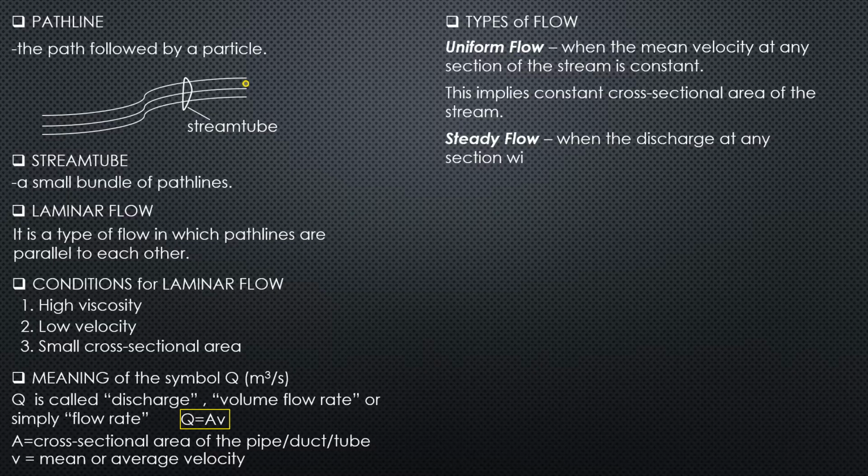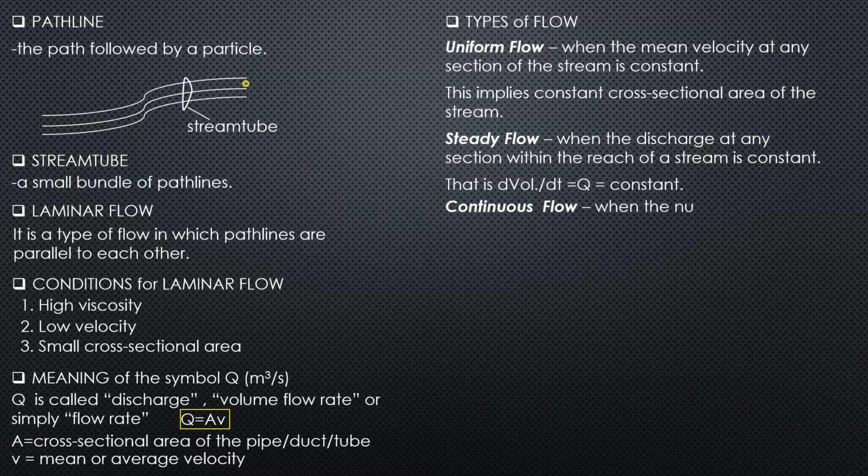Steady flow, when the discharge at any section within the reach of a stream is constant. So that means the volume flow rate or the discharge is constant. Then in differential form, Q is the derivative of volume with respect to time, and it should be constant. So for steady flow, the associated term for it to recall is constant discharge.